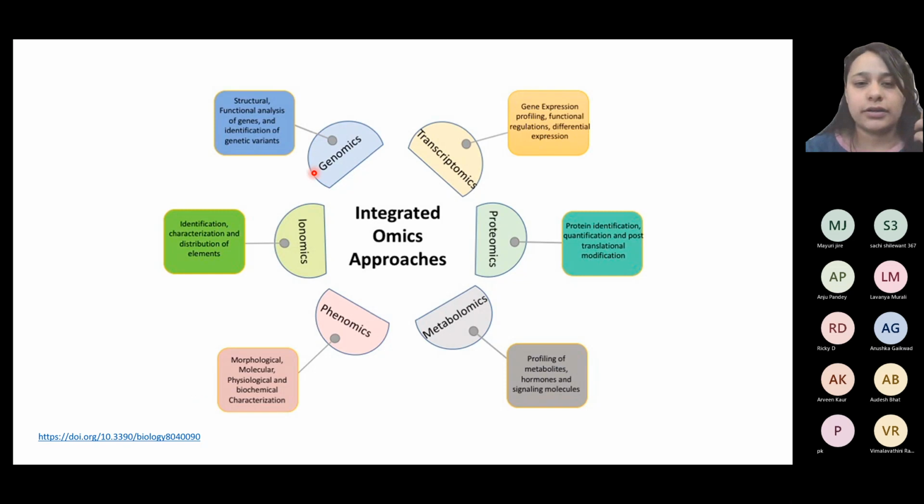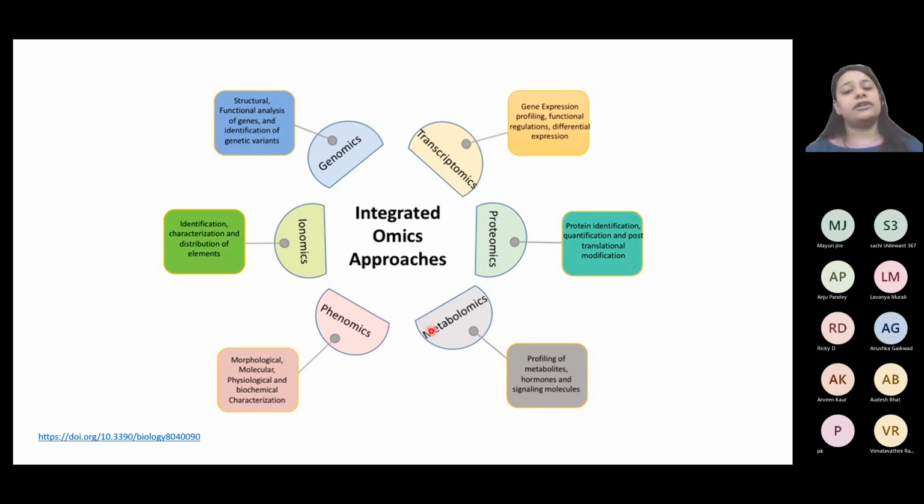So the most primitive one was genomics, right? What it does is structural and functional analysis of genes and identification of genetic variants. Then comes transcriptomics. Transcript basically means mRNA, right? So over here, gene expression profiling is done, functional regulations are profiled, and differential expression of these genes is checked through transcriptomics. Then comes proteomics, which is the study of proteins. So protein identification, quantification, and post-translational modifications are studied over here.